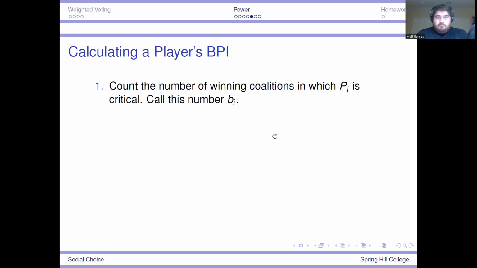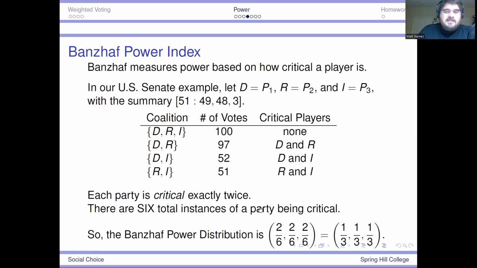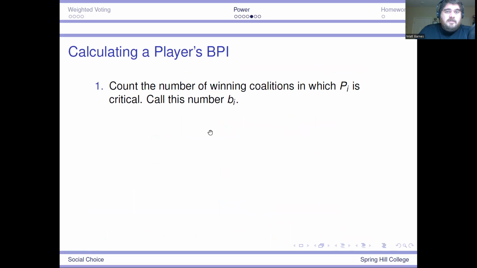Okay, well, let's go over this in general now that we've seen an example, right? So to get a player's BPI, or Banzhaf power index, we would count the number of times that each player is critical, and we would call that number B sub i. So we're going to make some new variables here. Don't let them confuse you. The process is exactly the same as over here. It's just when we're talking about it in a general sense, we have to have variables to represent what we mean. So if player 1 is critical 3 times, then B sub 1 would be 3.